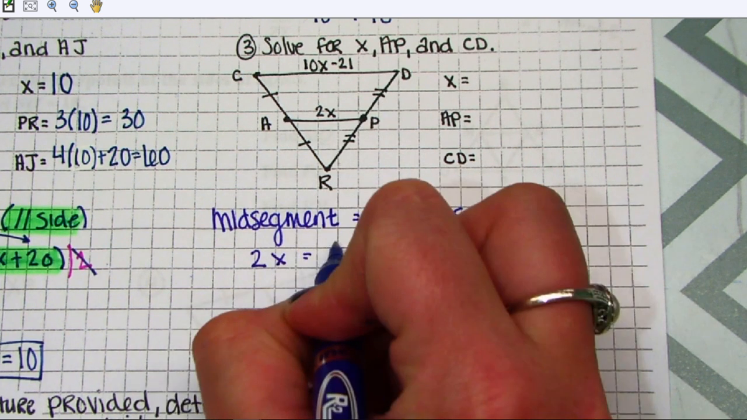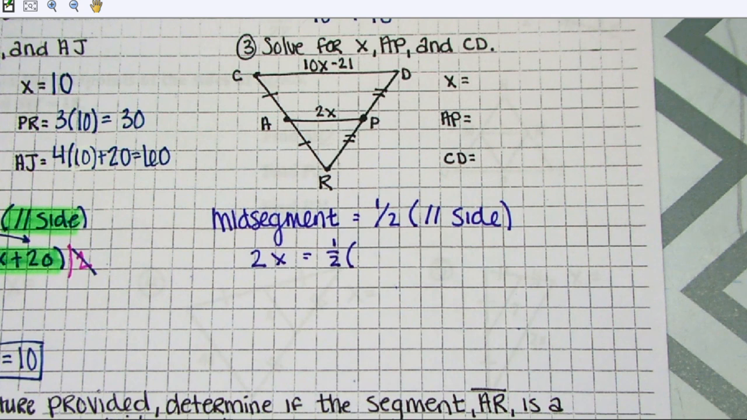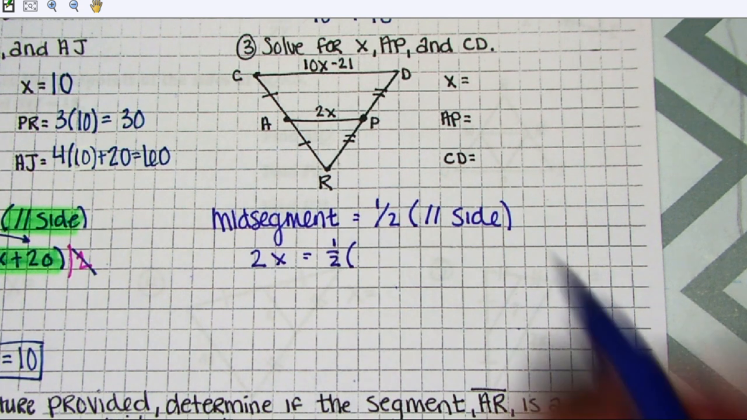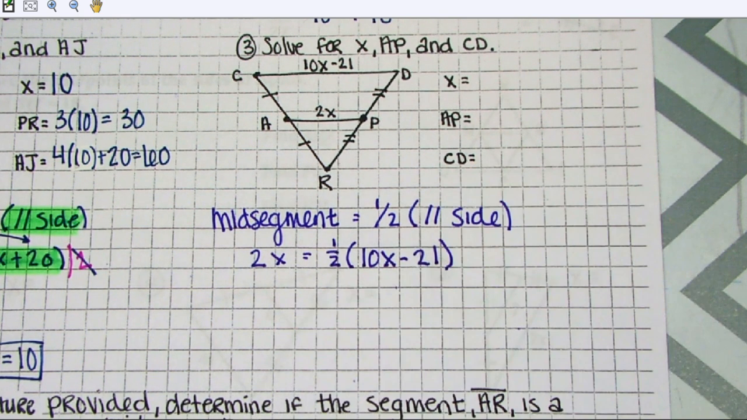Then our equals 1/2 with the parenthesis. That's just part of the formula. What goes in parentheses? Yes, 10x minus 21. That is our parallel side.